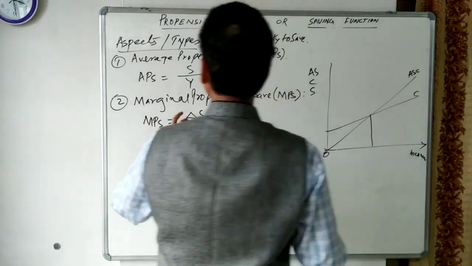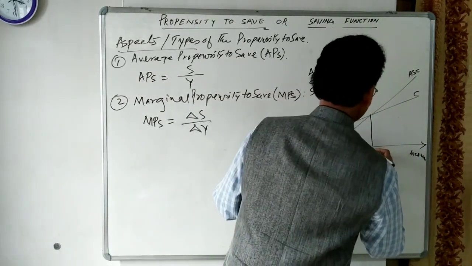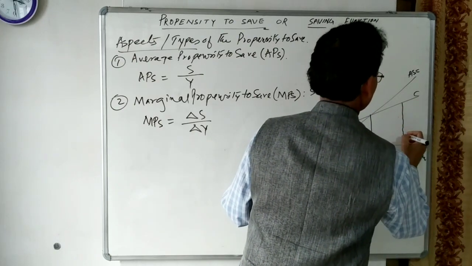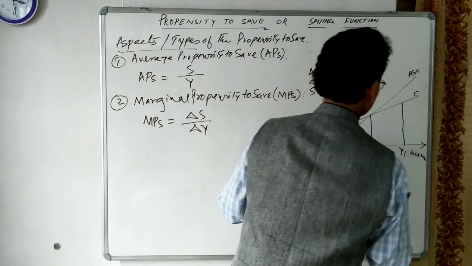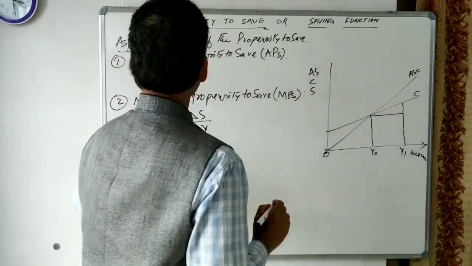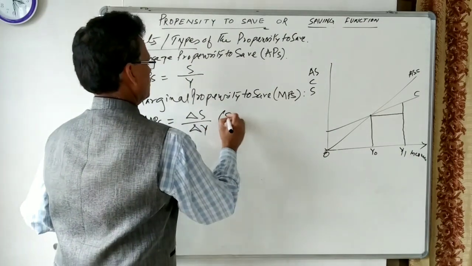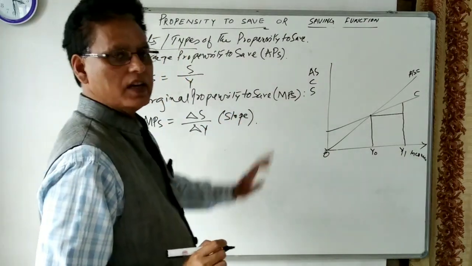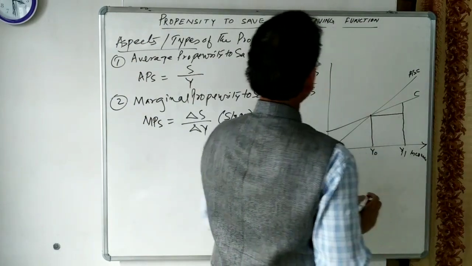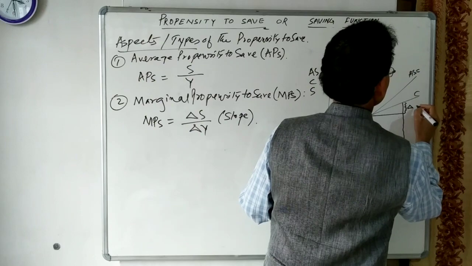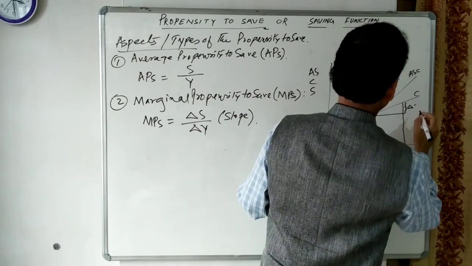So what is marginal? Let us see, suppose this is Y0 and this is Y1. What is marginal propensity to save? This is also called the slope. This is the slope of the saving line. How do we calculate the slope? Here this changes. This is the change in saving.